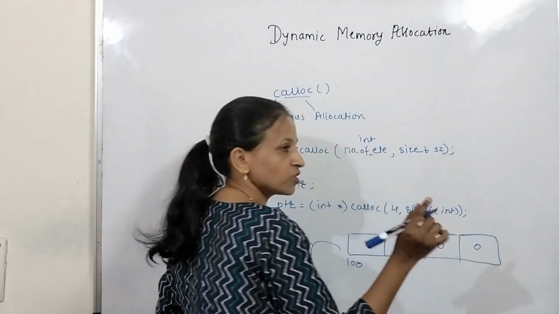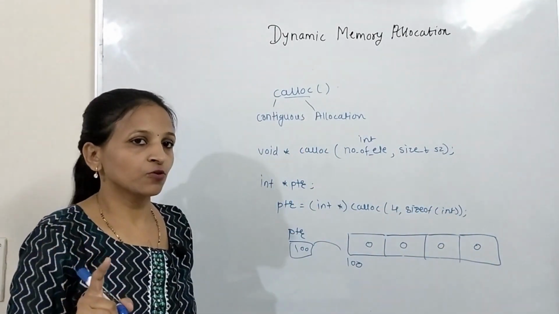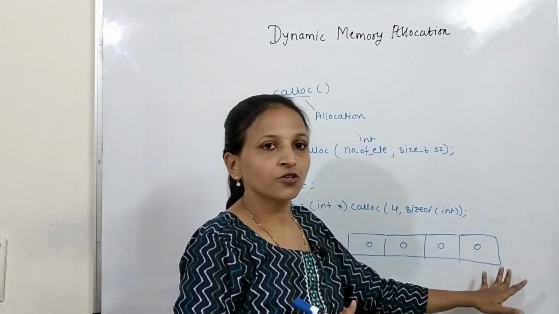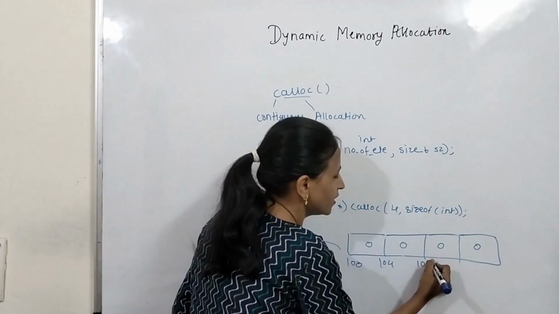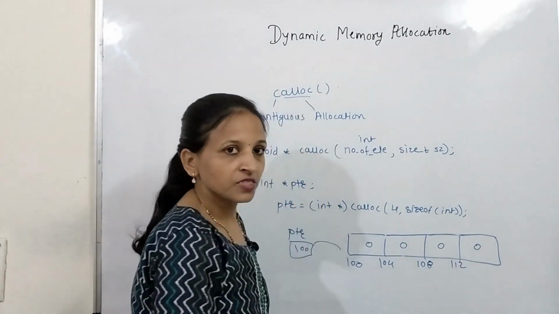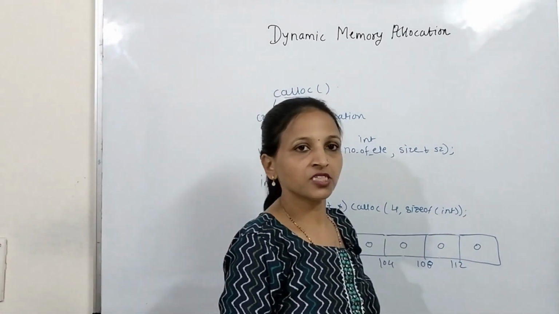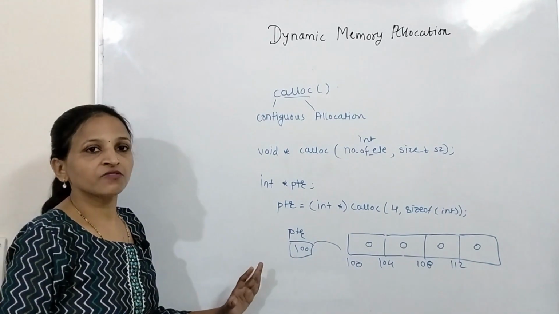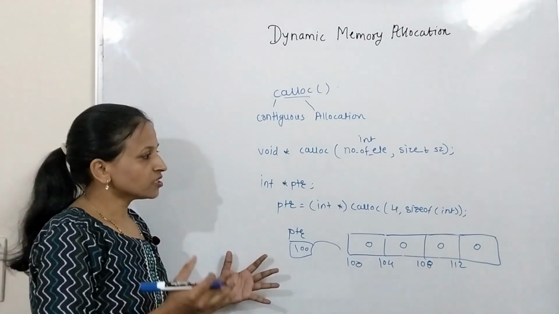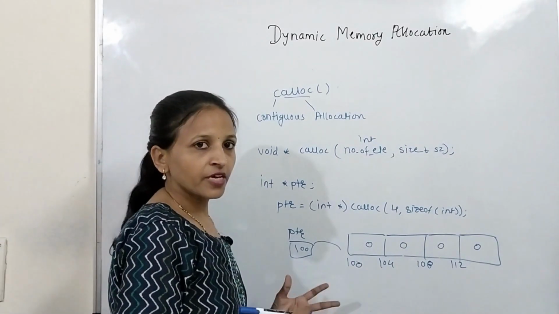In the case of malloc the initial value will be garbage. Here the initial value will be 0. Now the addresses will of course be 104, then 108 and 112, considering one integer size is 4 bytes. Getting? In this way we can allocate space with the help of calloc.